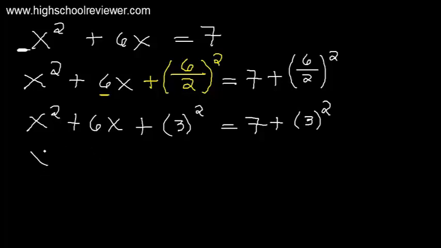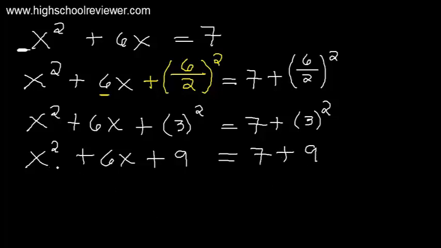So we have here x squared plus 6x plus 3 raised to the power of 2, that is positive 9. This will be equal to 7 plus 9. So x squared plus 6x plus 9, this is already a perfect square.